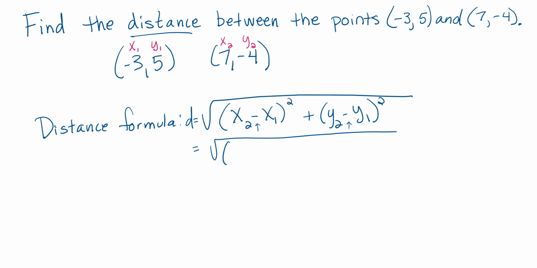Okay, so our x2 in this problem is 7 minus our x1 is -3. So this would be a case where we would want that -3 in parentheses there. And then all of that's going to be squared, plus y2 is -4 minus y1 is 5, all squared.